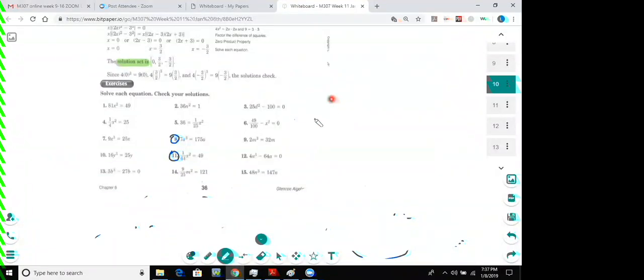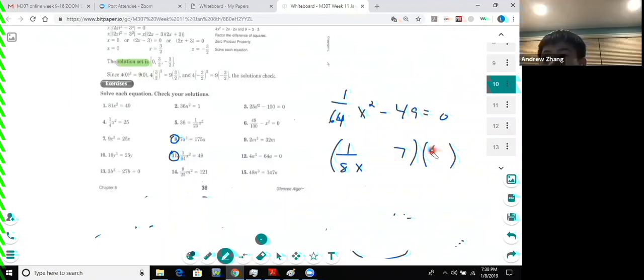Because again, I'm just going to do it here. 1/64 x squared minus 49. I'm just subtracting 49 from both sides so you can see that they're perfect squares. Sorry about my handwriting here. The square root of 1/64 x squared is 1/8 x. Right, it goes here. The square root of 49 is 7. Is this what you guys got?